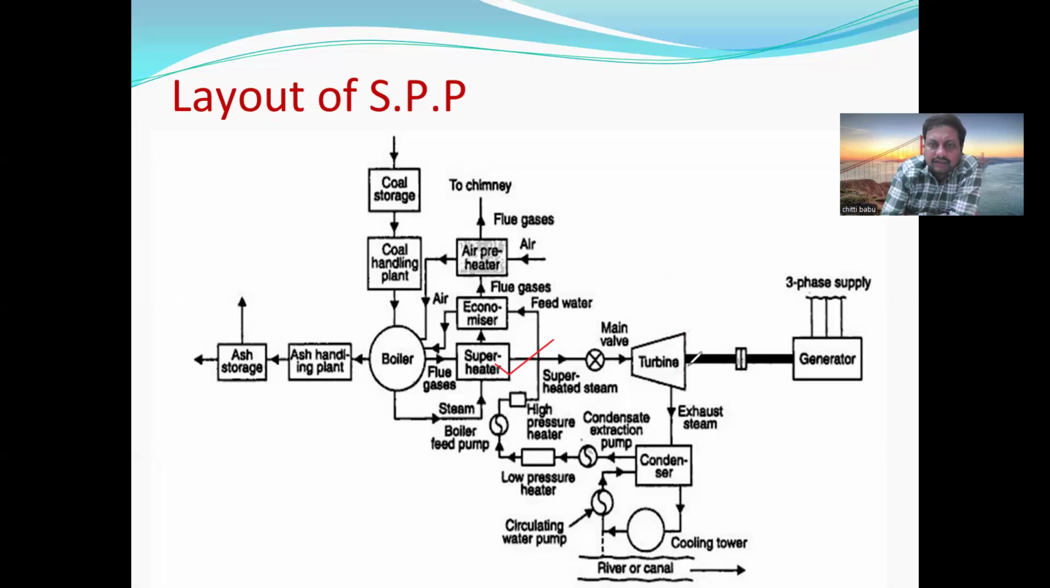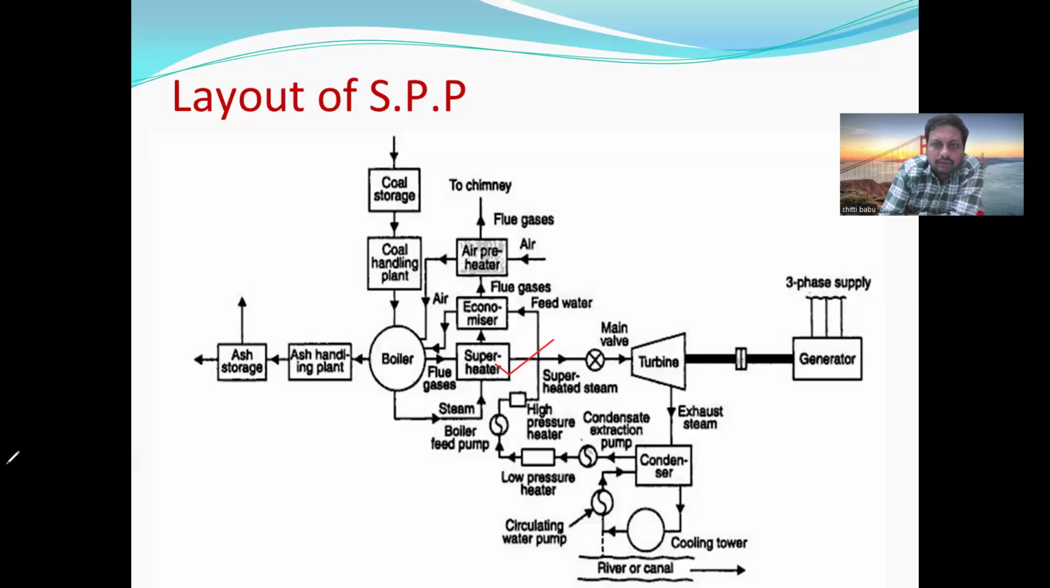So that mechanical energy is the input to the generator. The generator converts the mechanical energy into electrical energy. So that electrical supply will be given to the grid system. The output of the generator is electrical energy, which is connected to the grid. The turbine shaft is directly coupled with the generator. You may observe here.